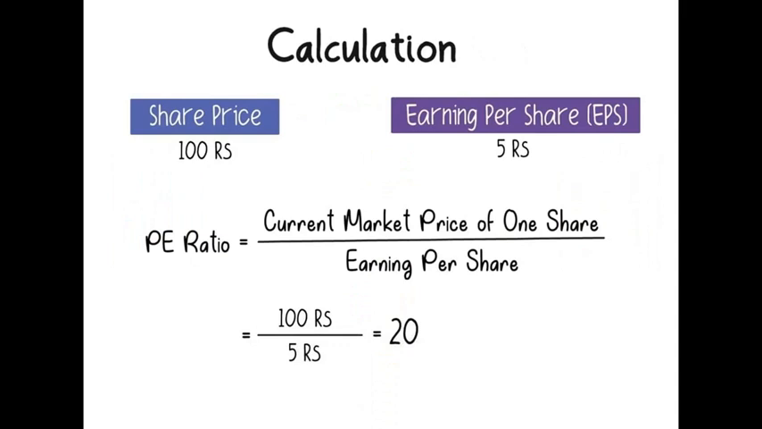Calculation of PE ratio. What is the formula that has to be used to calculate the PE ratio? In the PE ratio, there are two factors that we have to consider. That is the share price and earnings per share or EPS. Let us say for a particular company, the share price is rupees 100 and EPS is rupees 5. So PE ratio is equal to current market price of one share divided by earnings per share. That is equal to rupees 100 divided by rupees 5 is equal to 20.